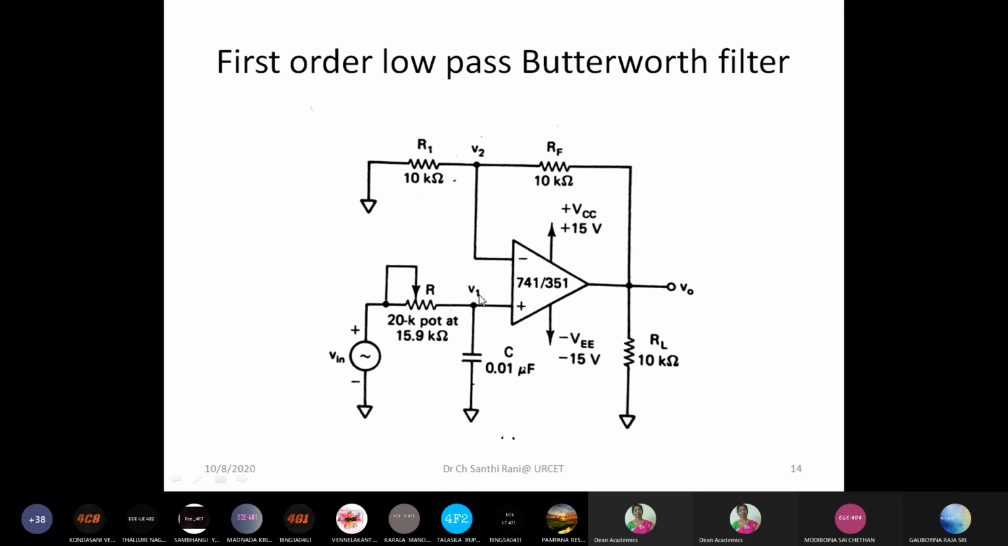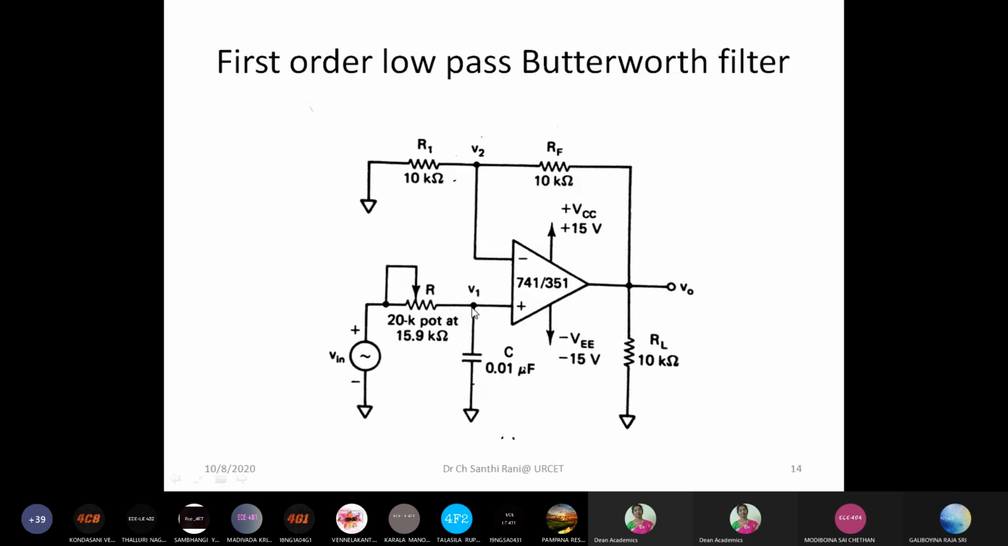So it is V1. What is this V1? That is what we are trying to express, and we'll substitute that V1 here. That means V naught equals 1 plus RF by R1 into V1. That V1, what is this V1? We estimate or express that V1 by applying the voltage divider rule at this point.